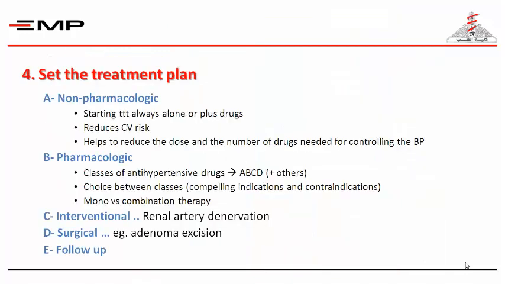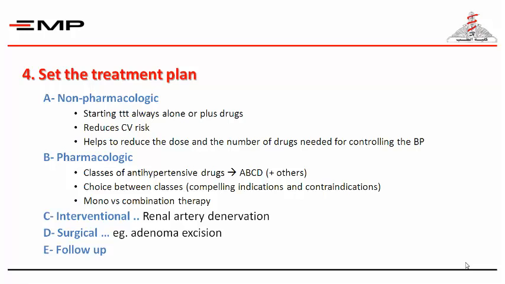The fourth step is to set the treatment plan. The treatment plan always will be started with a non-pharmacological treatment. Starting treatment is with or without drugs, but we should always start with non-pharmacological treatment. Why? Because this will reduce cardiovascular risk, and also this will reduce the dose and the number of drugs needed for controlling your blood pressure.